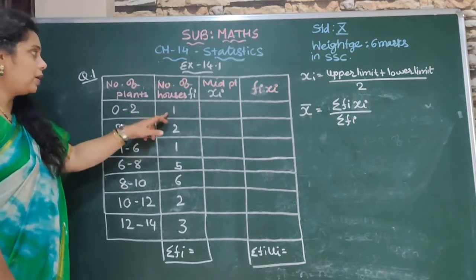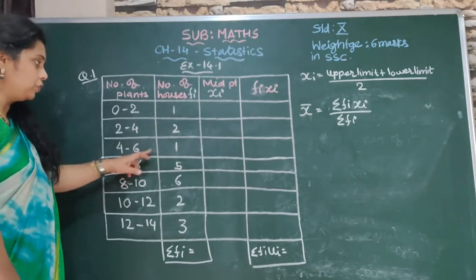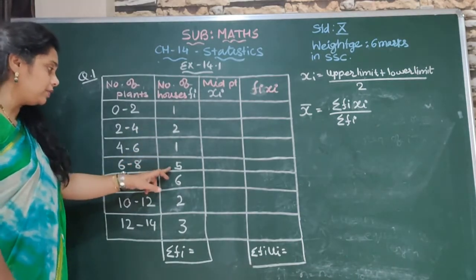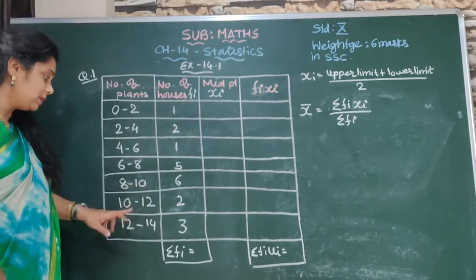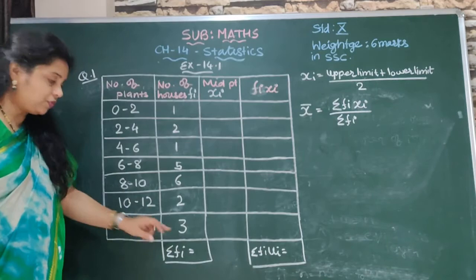0 to 2, house number means number of houses: 1. 2 to 4: 2. 4 to 6: 1. 6 to 8: 5. 8 to 10: 6. 10 to 12: 2 houses. And 12 to 14: 3 houses.